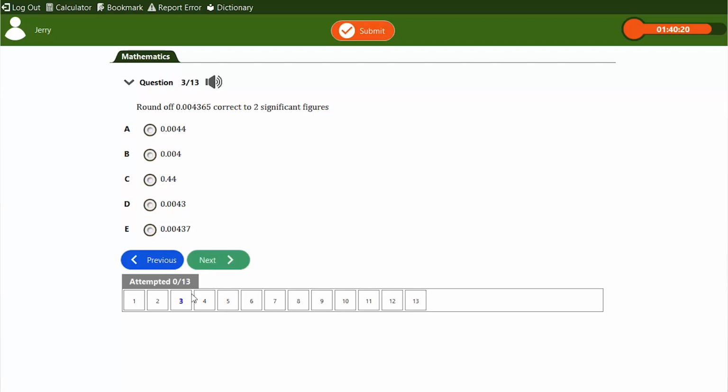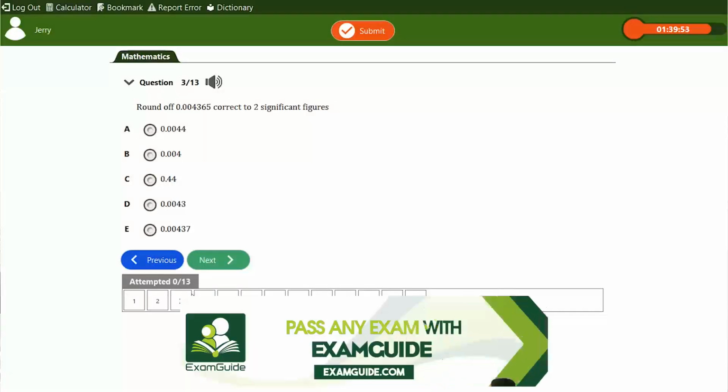That number 2. All right? So round off 0.00 whatever correct to 2 significant figures. Okay, let's see that. Number 2, round off 0.004365 to what?